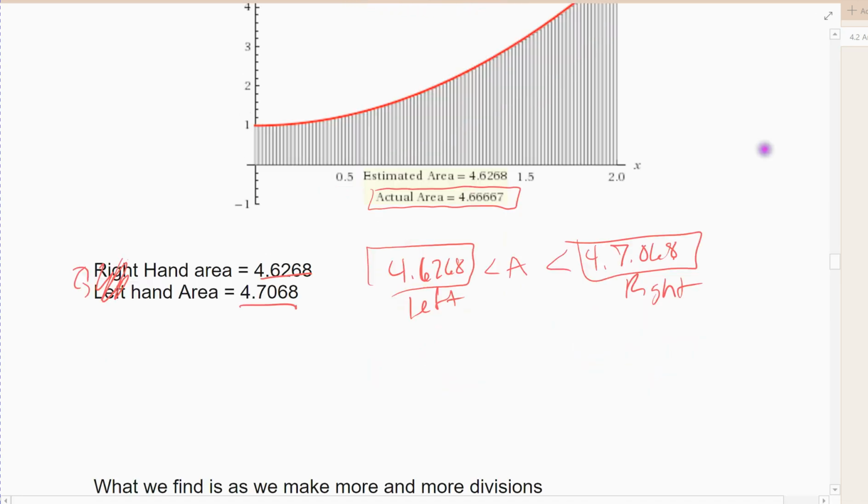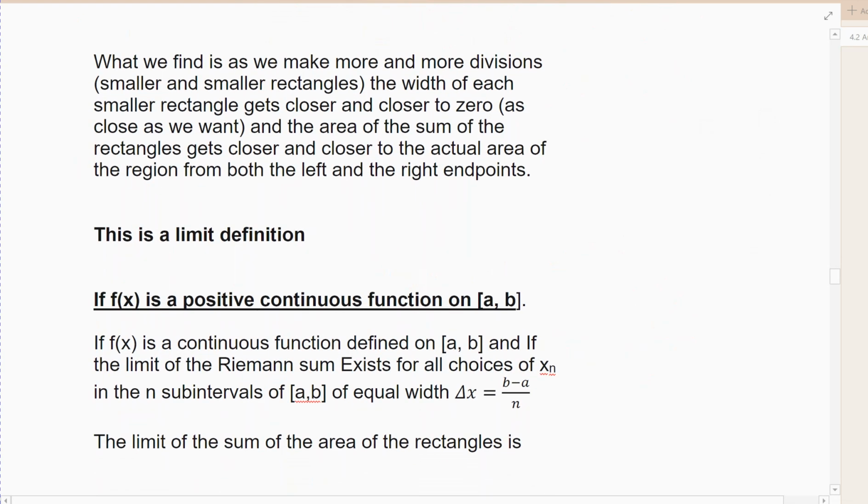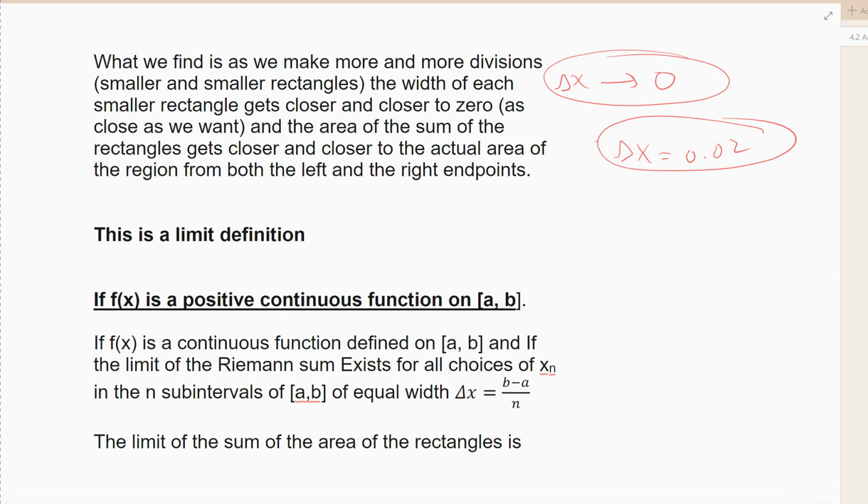That language should sound familiar. If we make more and more divisions, smaller and smaller rectangles, with the width of the rectangles, the change in x, delta x, approaching 0. When I had 100 rectangles, my delta x was 0.02, that's pretty small. If I had 1,000 rectangles, it'd be even smaller. If I had 100,000 rectangles, it'd be even smaller.